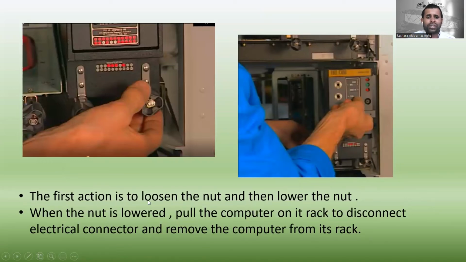And next, the first action is to loosen the nut and then lower the nut. You can see there are two nuts on this computer, the line replacement unit. We have to loosen these two nuts and make it down to release, right? When the nut is lowered, pull the computer on its racks to disconnect the electrical connector and remove the computer from its rack. After we remove these two nuts, we have to pull this computer on its racks to disconnect the electrical connectors, because the electrical connectors are connected in the back side of this computer, right?